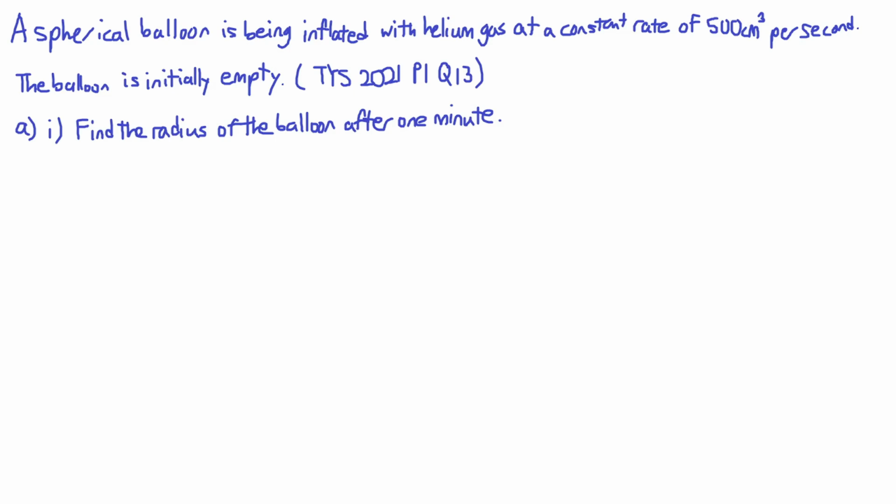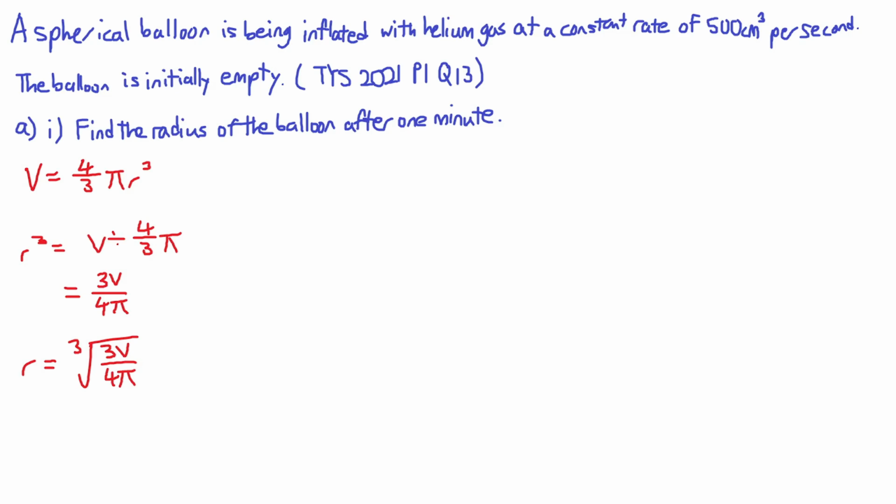First, we need to recall our formula of the volume of a sphere, V equals 4 over 3 pi r cubed. We then need to make the radius of the balloon the subject of the equation. After some calculation, we should get r equals cube root 3V over 4 pi.